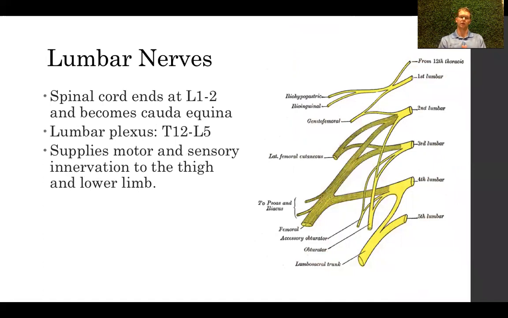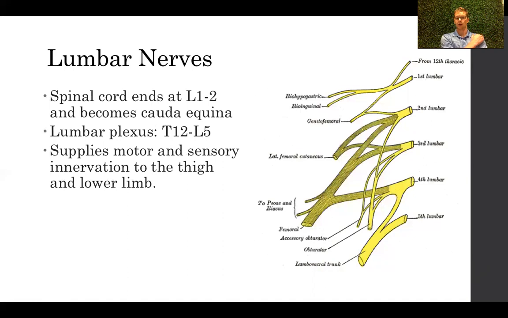Next, the lumbar nerves. These can be a tricky topic for many people, and what you see in the picture here is our lumbar plexus, the T12 to L5 nerve roots, but this works closely with the sacral plexus. If you think about the anatomy of the sciatic nerve, it goes from L4 to S3, so it comprises both the lumbosacral plexus.